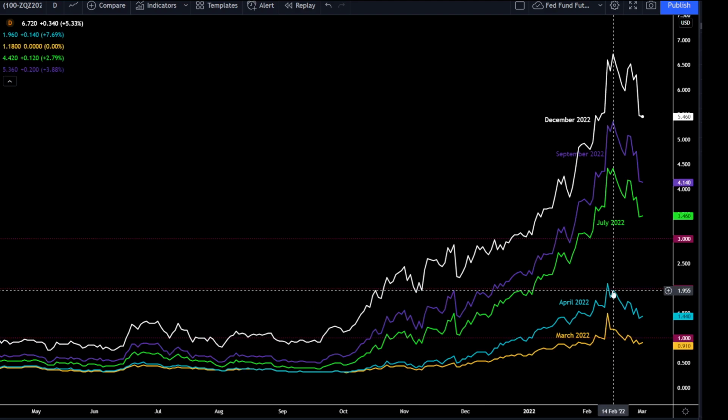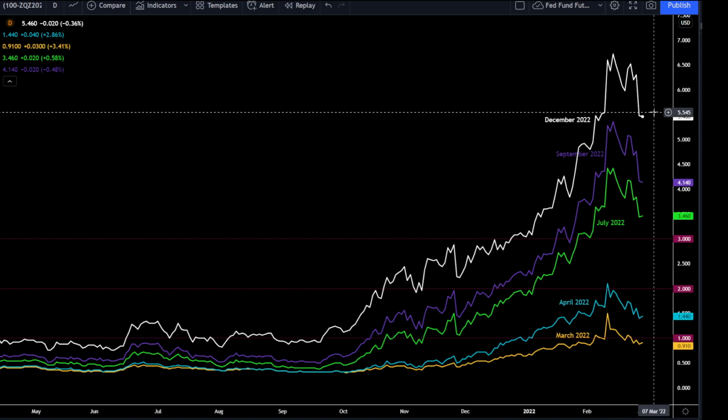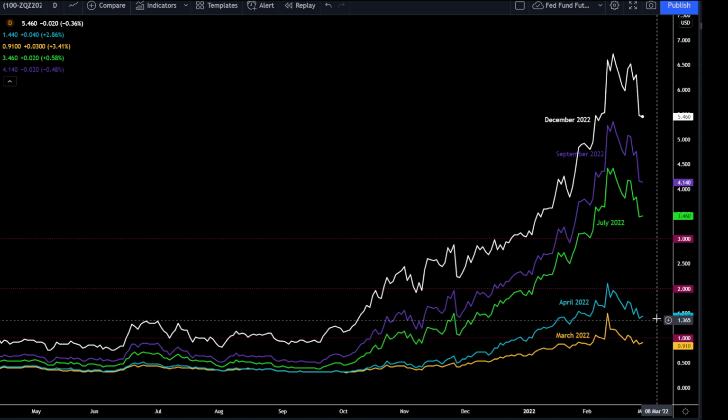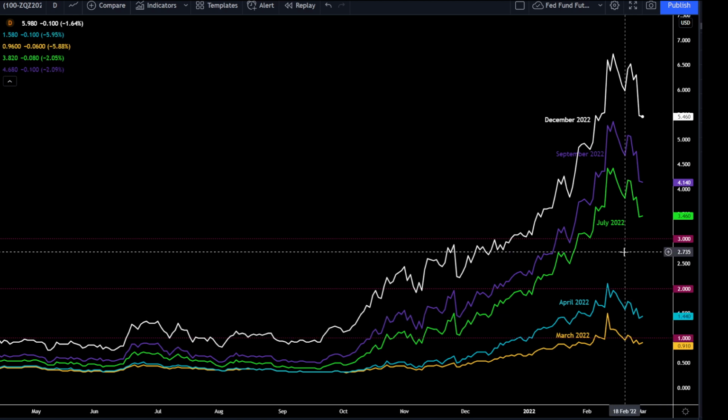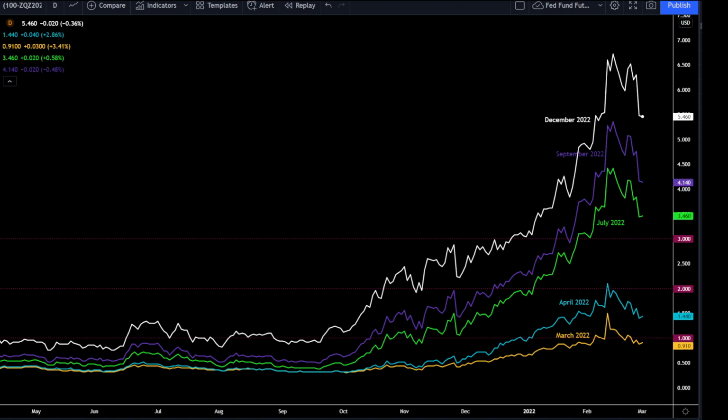Let's take a quick look at interest rate pricing. We've got the December contract. We're back below 6 rate hikes by the end of the year. We're just under 1 for March. April, we've got about 1.5, just under. July is still over 3, just below 3.5, and September over here, the purple line, is just above 4 hikes.